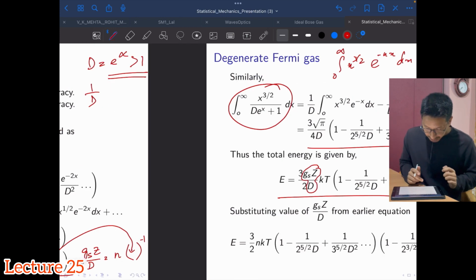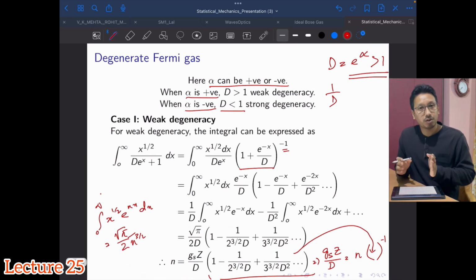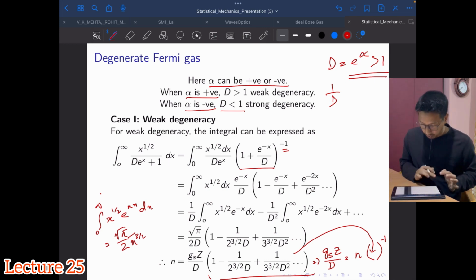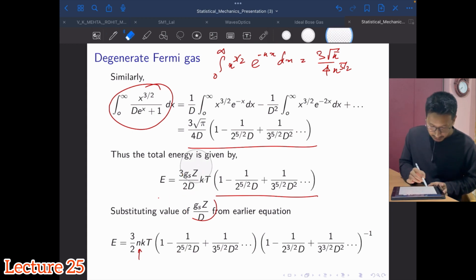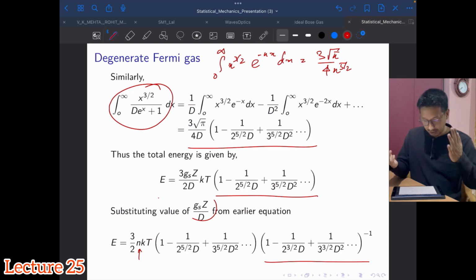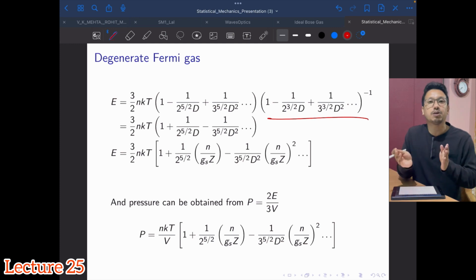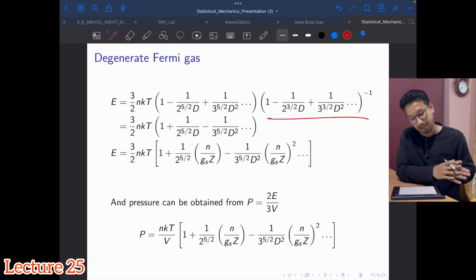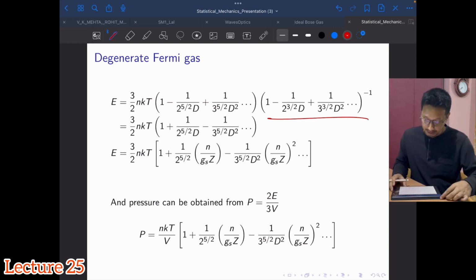Substituting this, the value of this we have got is N into that infinite series expression to the power minus 1. The N has come here, the 3 by 2 stays as it is, kT is there, and N has come from this substitution. Next, I think you all know by now, you need to carry out the binomial expansion of this, then multiply term wise. This we have done in an earlier lecture, so I will just use that result here.